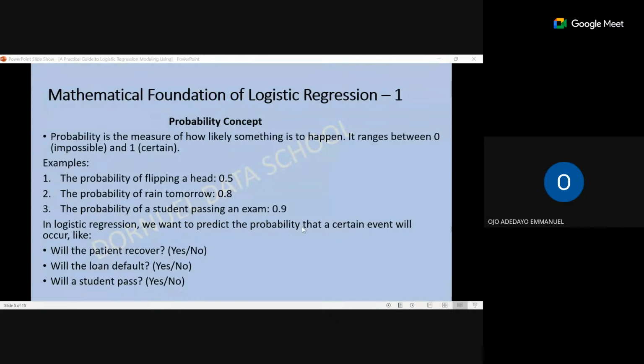So in logistic regression, probability is the foundation. If you have a good knowledge of probability, you won't have difficulty handling the regression model. So those are the things that we normally check in carrying out the regression. That's what we call a guide to logistic regression.